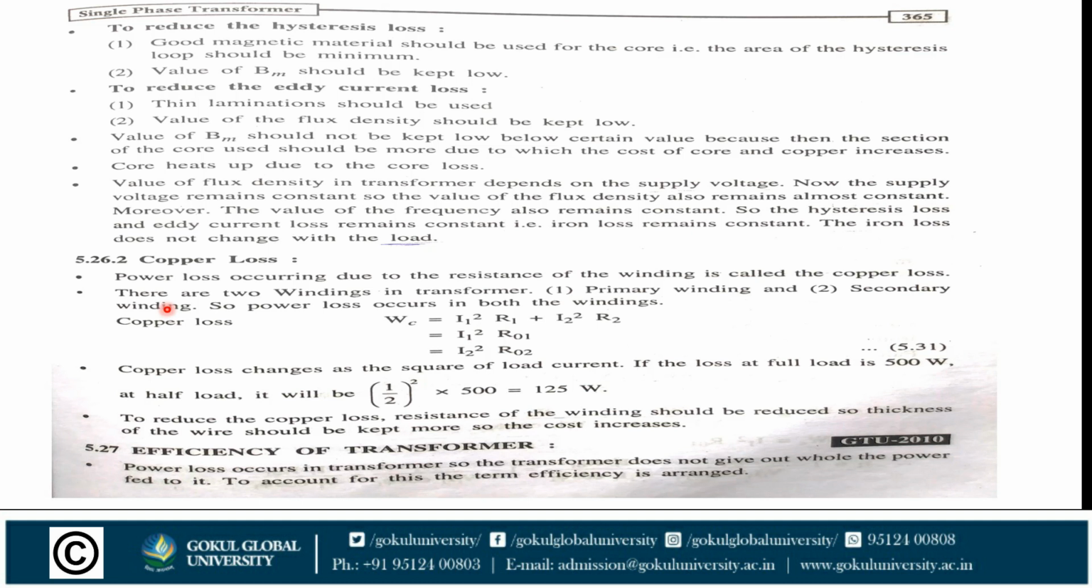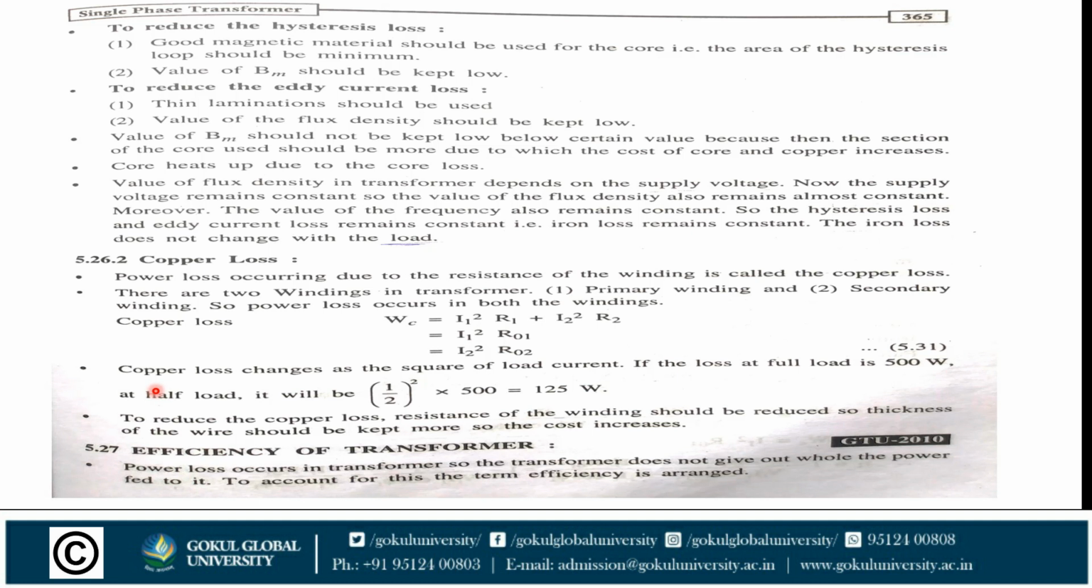Copper loss changes as the square of the load current. If the loss at full load is 500 watt, then at half load it becomes 1 by 4, meaning 125 watt. To reduce the copper loss, the resistance of the winding should be reduced, so the thickness of the wire should be kept more, so the cost increases, and vice versa.